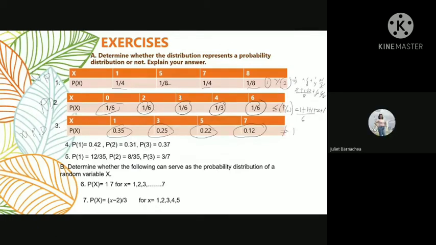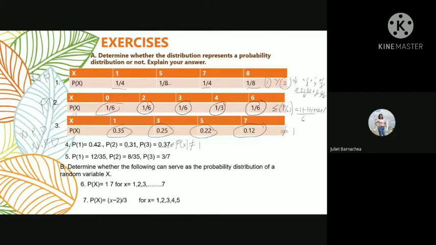Okay, number 4. All values of the probability are between 0 and 1. Check sa unang condition. Pangalawang condition, i-add natin. 0.31 plus 0.37 ay 0.68, di ba? Plus 0.32, 0.42. The summation of probability of x is not equal to 1. Therefore, it is not a probability distribution.